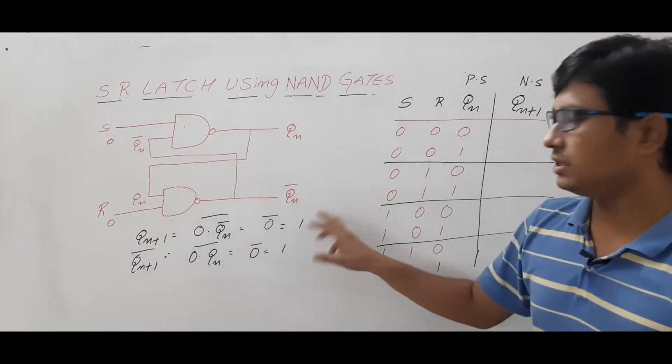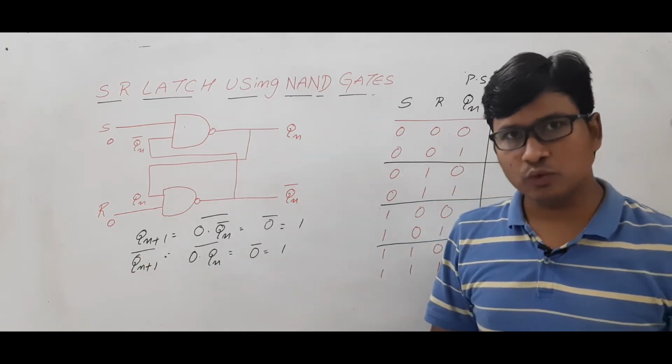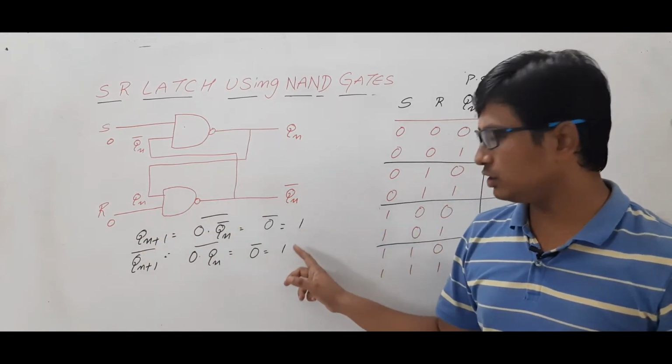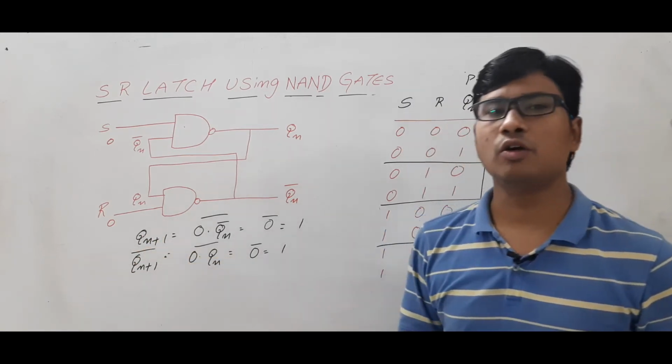Qn+1 is giving 1, and Qn+1 complement is also giving 1. Is it valid? No, it is not valid, because if this is producing 1, the other should produce 0. Am I right? Because this one and this one are complements of each other.